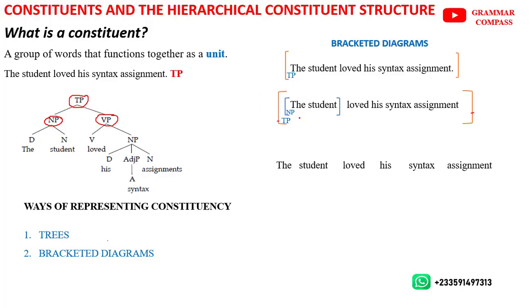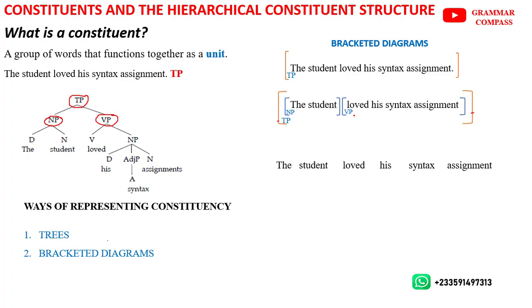What other constituent is found within the tense phrase? When we look on our tree diagram, it is the verb phrase. So in this, where is the verb phrase? Loved his syntax assignment. To show that it is also a major constituent, we will draw brackets around loved his syntax assignment, which is our verb phrase, and give it the label verb phrase, just as we did for the tree diagram. So this is what we are going to get.